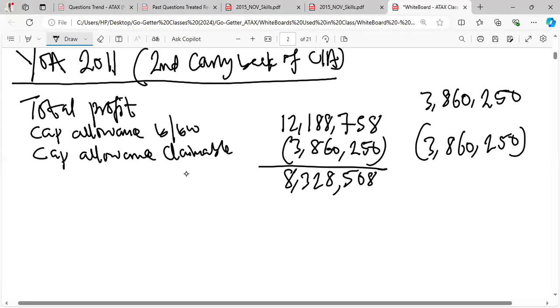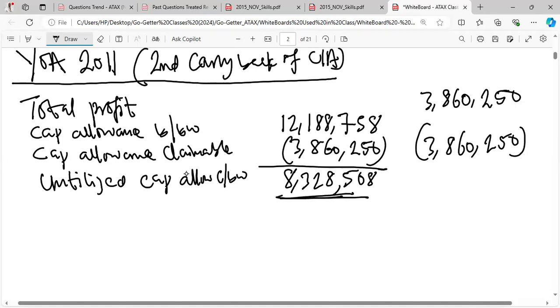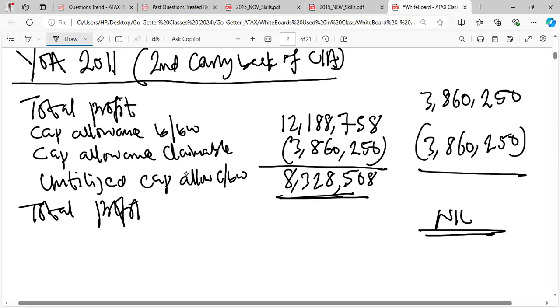So this is unutilized capital allowance carried backward. The next year or the year before it, it will not be brought backward. So this is what we are going to carry backward. Then our total profit will now be nil. So I will say CIT nil.